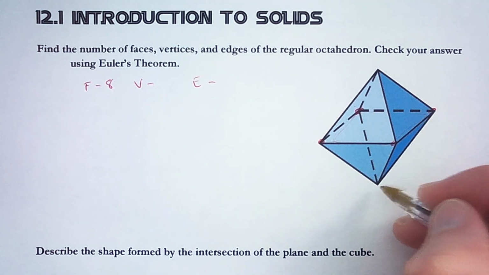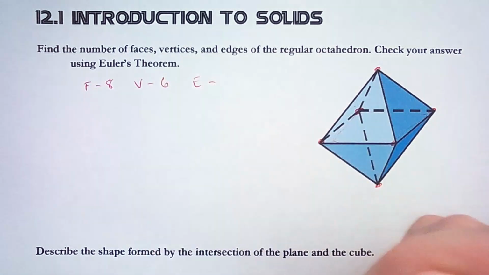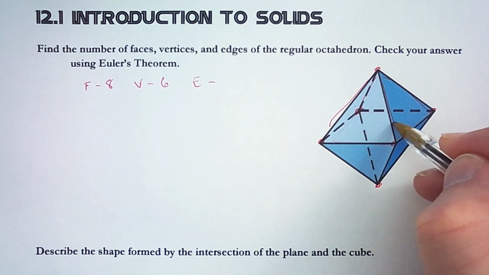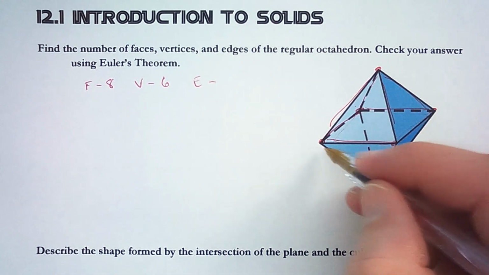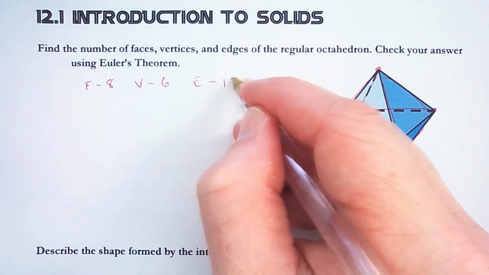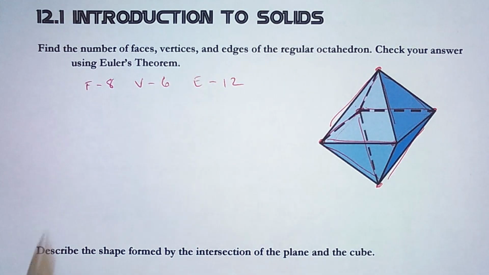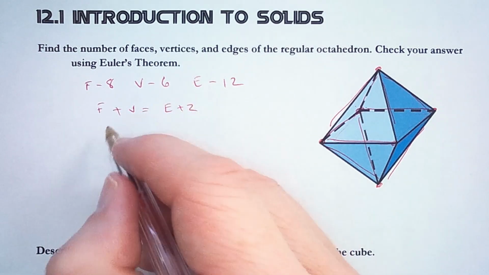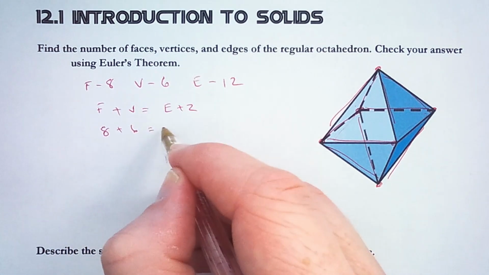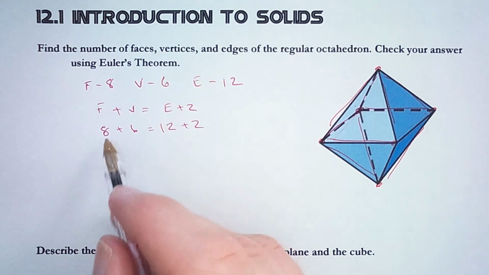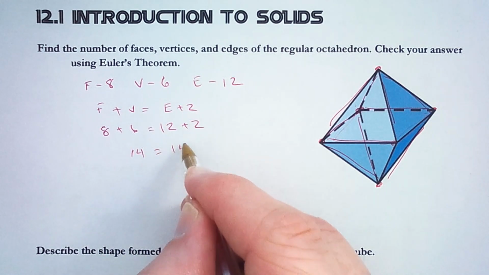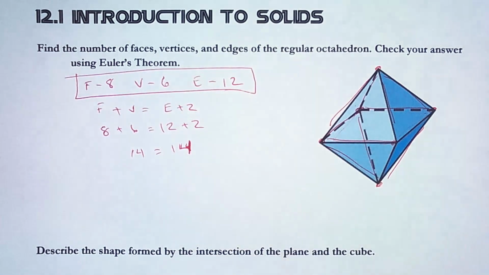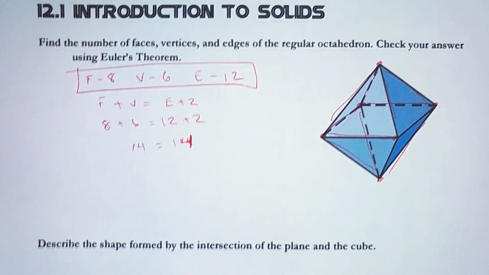Vertices: 1, 2, 3, 4, 5, and 6 vertices. And then edges: 1, 2, 3, 4, 5, 6, 7, 8, 9, 10, 11, and 12 edges. Now let's see if that works in Euler's theorem. Faces plus vertices equals edges plus 2. So 8 plus 6 equals 12 plus 2. 8 plus 6 is 14. 12 plus 2 is 14. So I can be reasonably certain that my number of faces, vertices, and edges is correct.